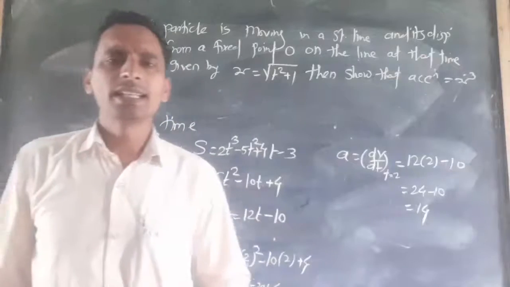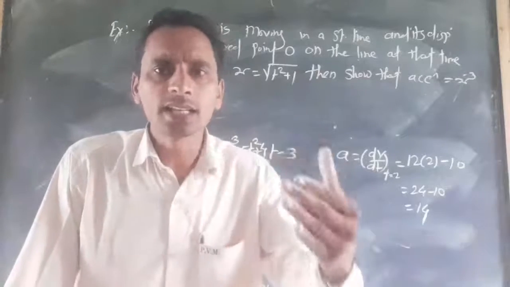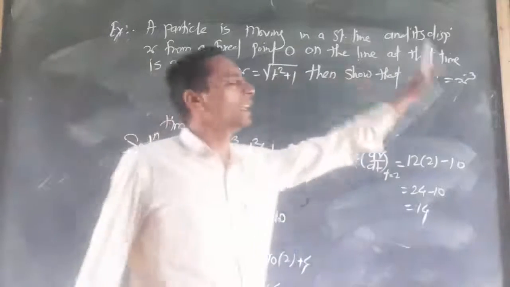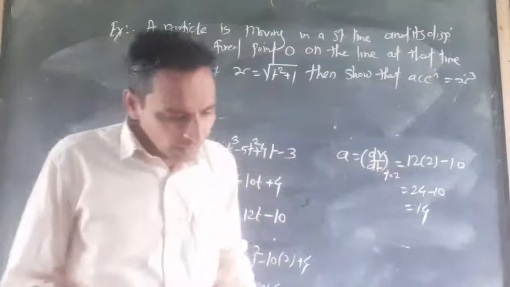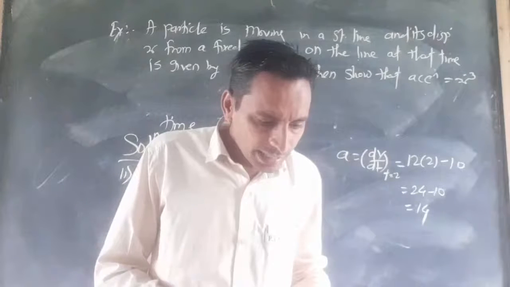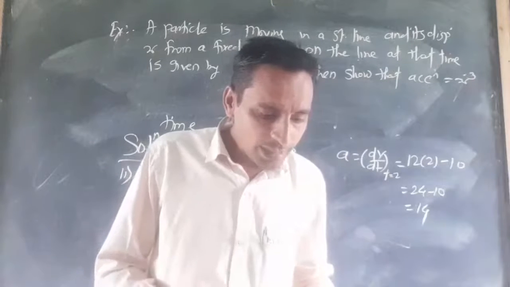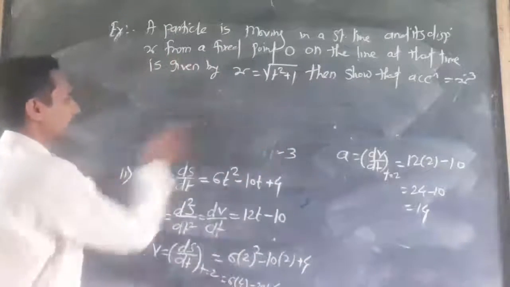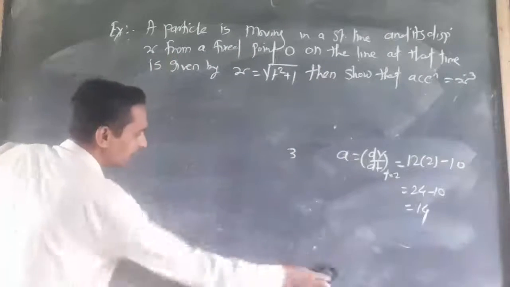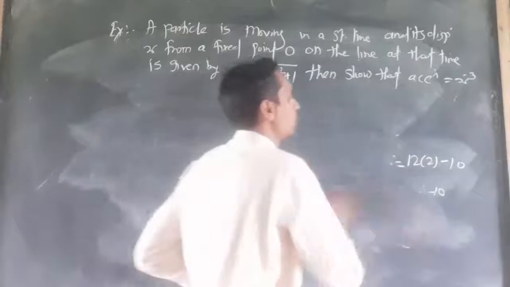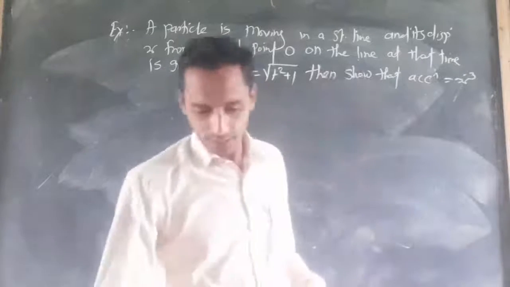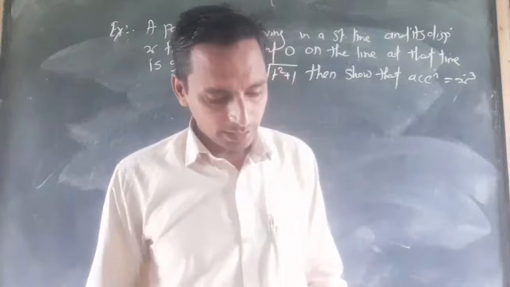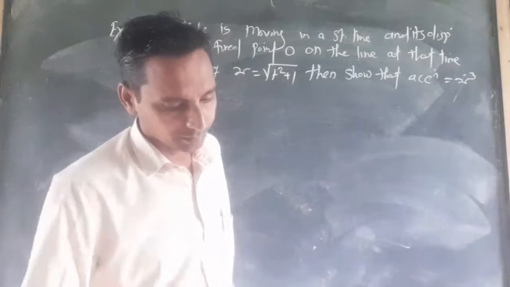Friends, in this example we have to find acceleration. Given to us, the answer of acceleration is x raised to negative 3. Here the displacement x is equal to square root of t square plus 1. If we simplify it, then the answer will be x raised to negative 3.